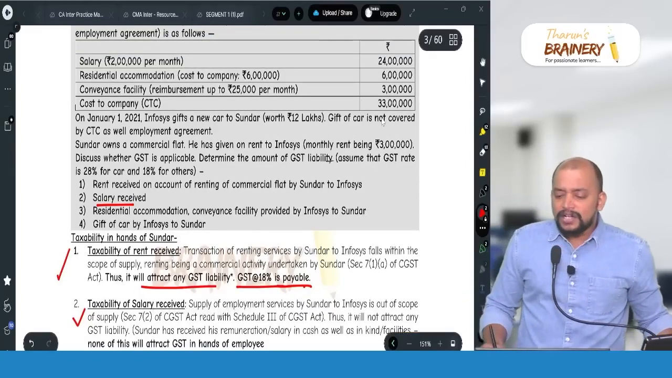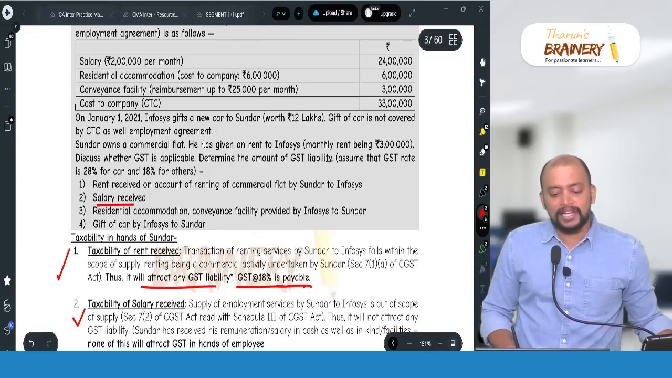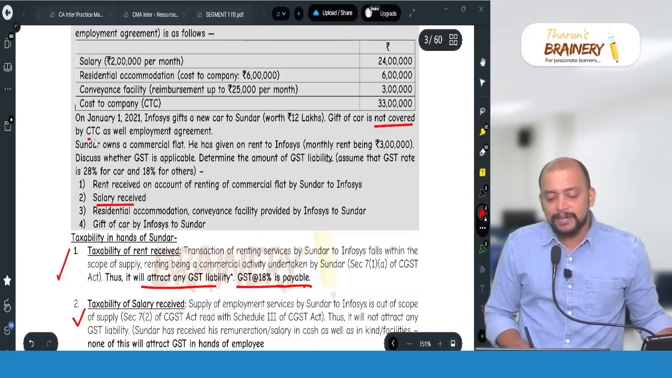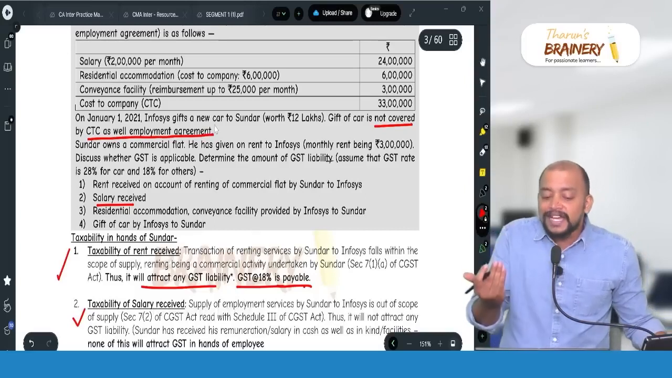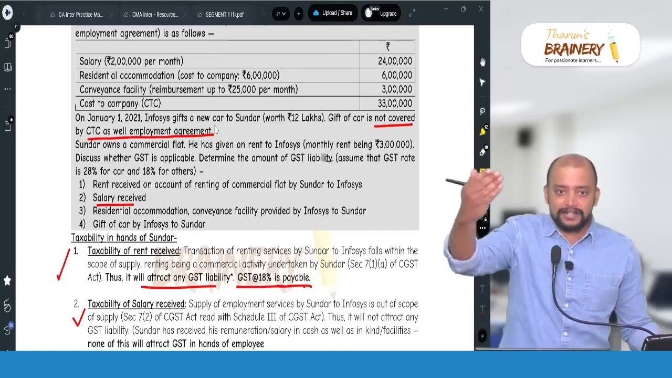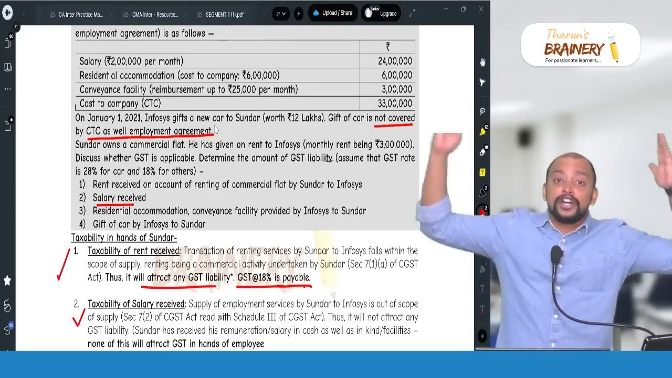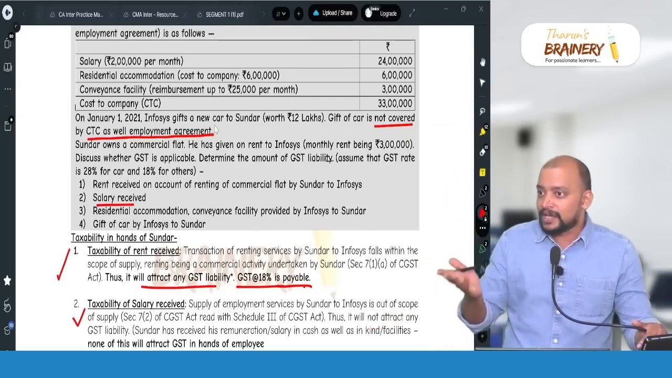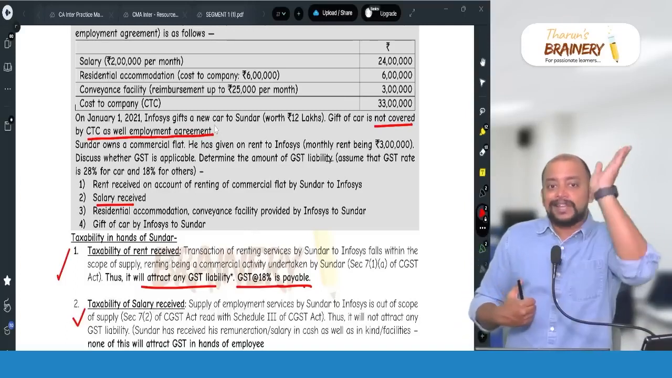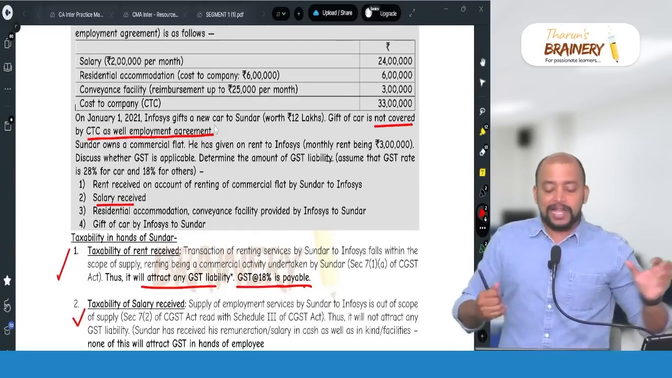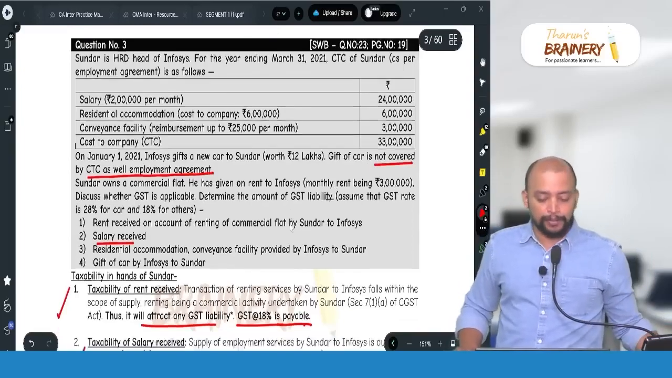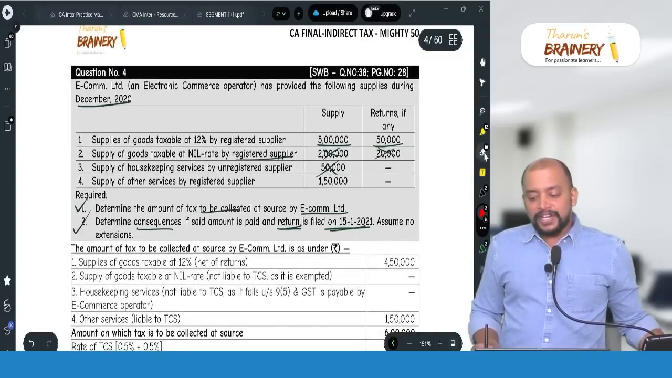It is not mentioned in the CTC as well as the employment agreement, but given by employer to employee. It is not covered under CTC as well as employment agreement, which means they are specifying that it is a gift. If it is covered under the employment agreement, then it is a perquisite. Then even if the perquisite is 100 crores, there is no GST on that. So the car can be given by employer to employee as per the offer document. That will not be covered under supply. For that reason it is given. It does not mean that there is no employer-employee relationship. There is an employer-employee relationship.